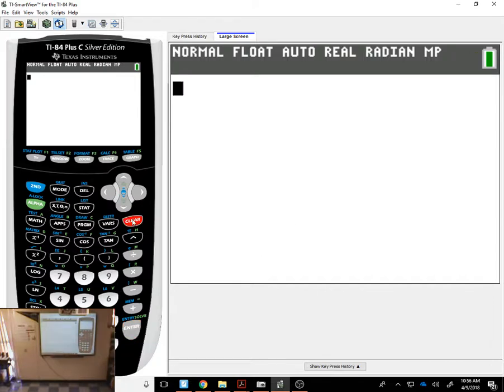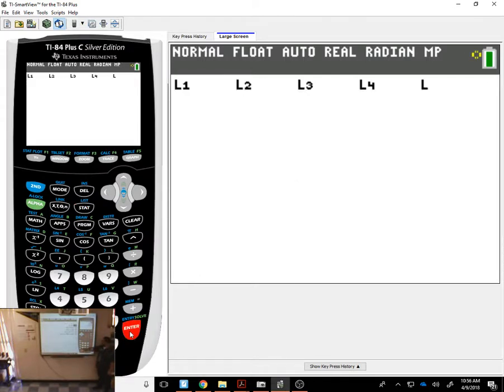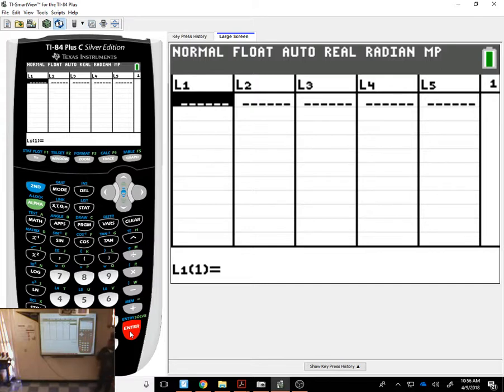There's a button here. It says stat. I'm going to push it. It's going to take me to something like this. Now I want to push edit. Stat, edit. Stat, edit. Stat, edit. That becomes like second language to AP kids for next year. So, in L1, I'm going to put all my X values in there. Because what were they again? 1, 2, 3, 5, 9, 12, 17.